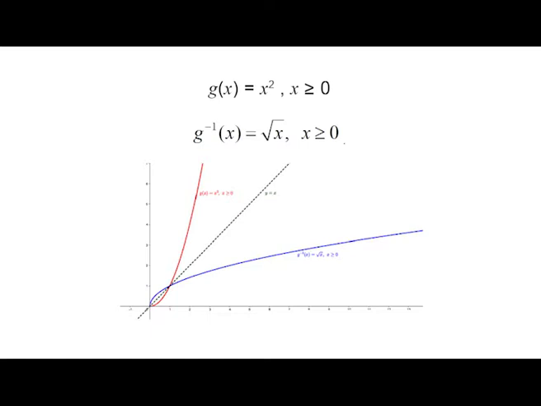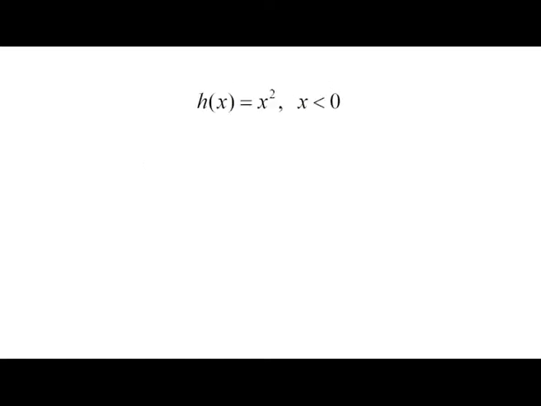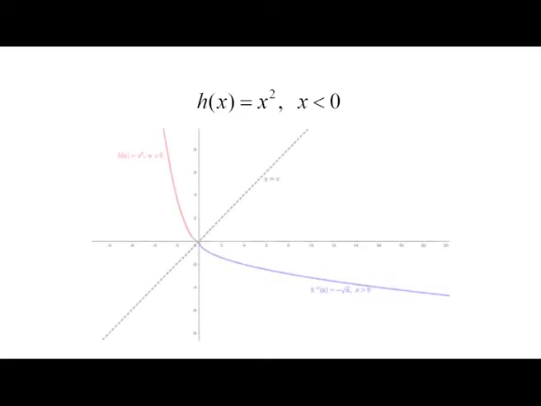If we restrict the domain of the function to the set S of negative real numbers, then h(x) = x squared with x less than 0 is invertible as its graph passes the horizontal line test. Its inverse is obtained as follows: y = x squared with x less than 0 implies -x = y to the power 1/2 with y greater than 0, which implies x = -y to the power 1/2 with y greater than 0. Hence, the inverse function is given by h inverse of x = -square root of x with x greater than 0.